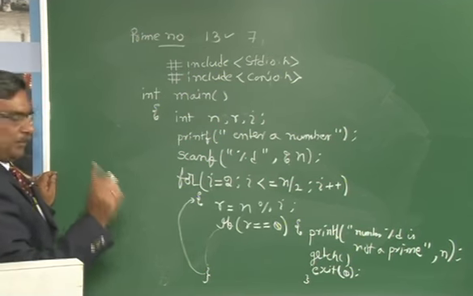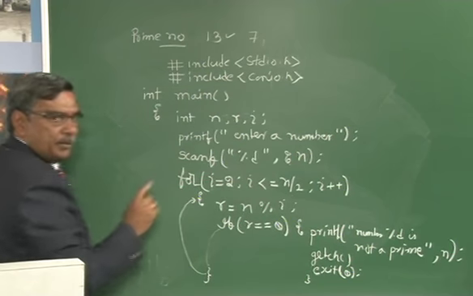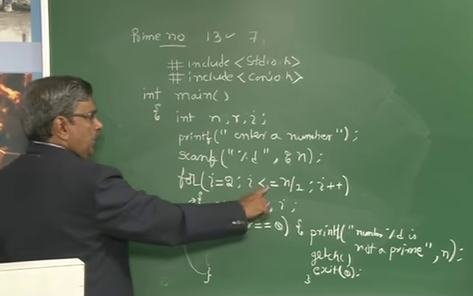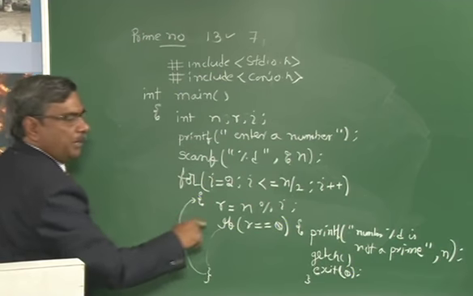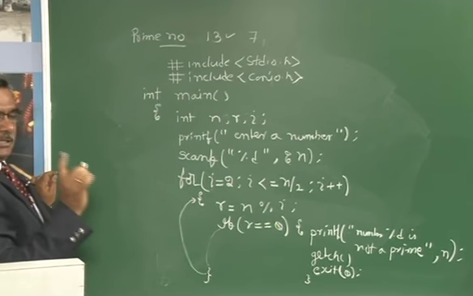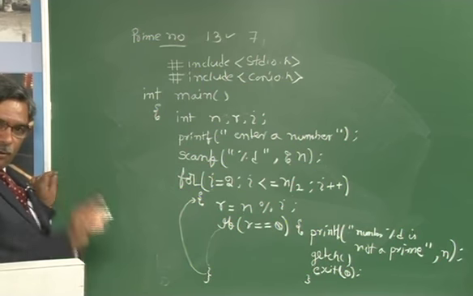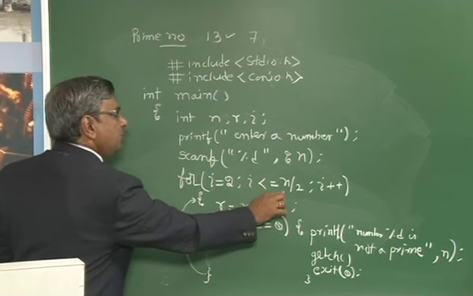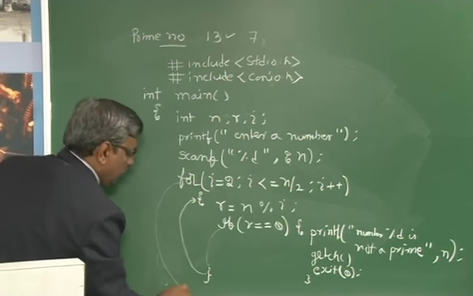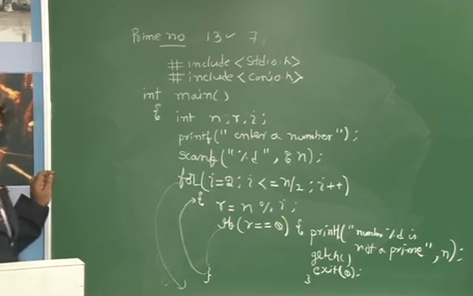Now i becomes 3, and it checks the number divided by 3. If the remainder is 0, it does that. Otherwise, this process will repeat. Just like 13, if you give it, it checks for 2, 3, 4, up to 6, 7. Whenever this condition fails, control goes off. It is implied that the remainder has not been 0.